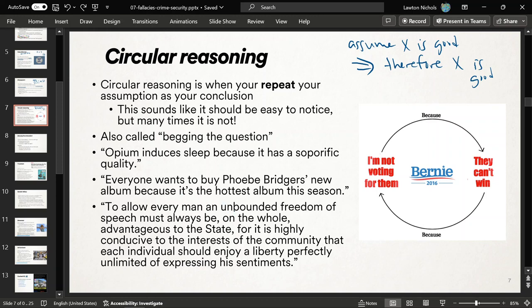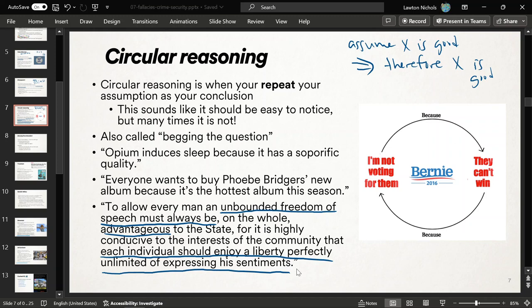To allow every man an unbounded freedom of speech must always be advantageous. It's like, all right, freedom of speech must be good. We should have it. It must be a good thing. For, because it is highly conducive to the interests of the community that each individual should enjoy a liberty perfectly unlimited of expressing his sentiments. Do you see how these two underlined statements are saying the same thing? You should have freedom of speech because you should have freedom of speech. Freedom of speech is good because freedom of speech is good. And so there, it's not a real argument at that point.